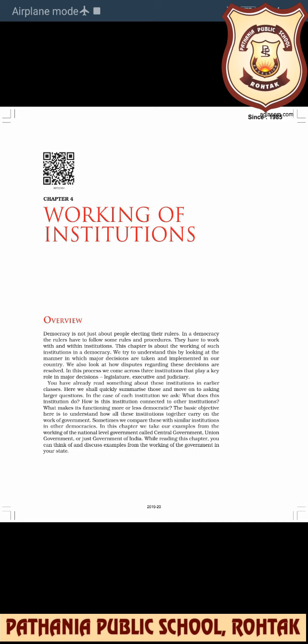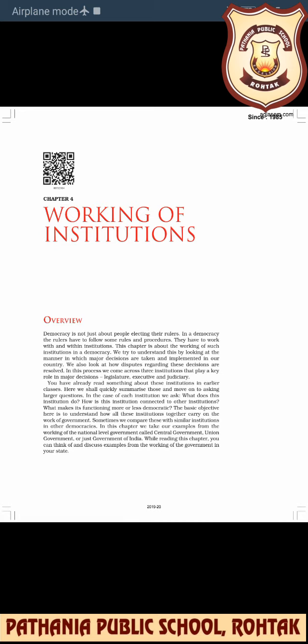We have read something about these institutions in earlier classes also, like the Parliament, Lok Sabha, Rajya Sabha. All these are the institutions under which our elected representatives govern our country. As we know, the working of the national level government is known as the central government or union government, or we can call it the government of India also.